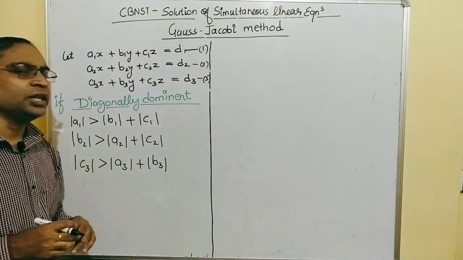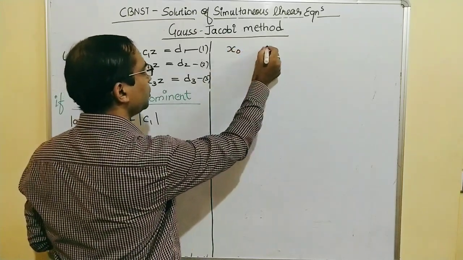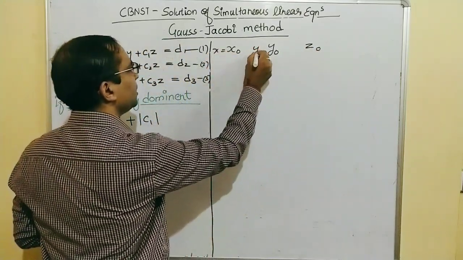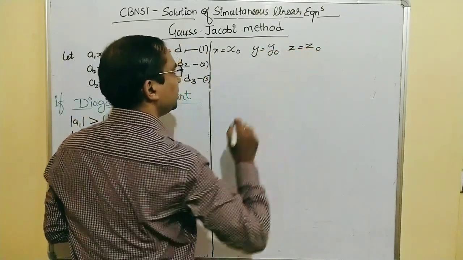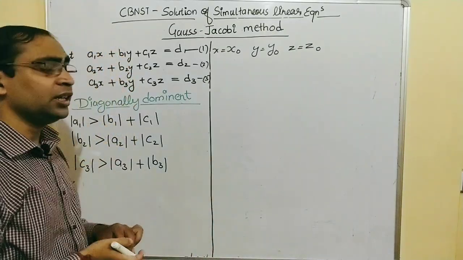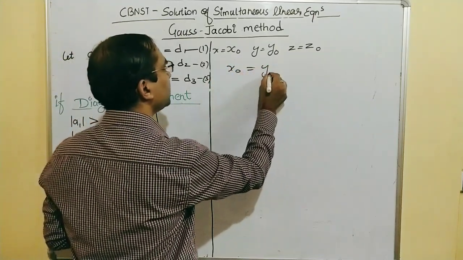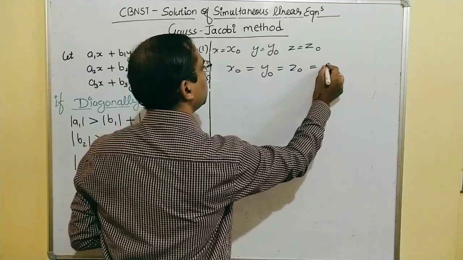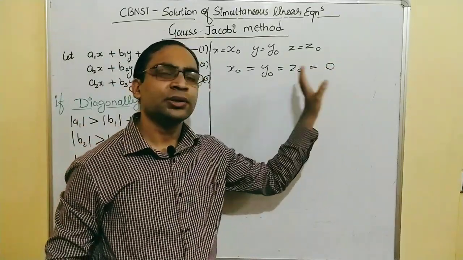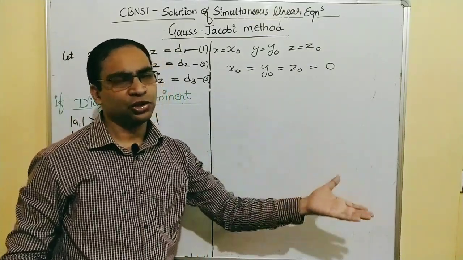To apply the Gauss Jacobi iterative method, we must have the initial values x0, y0 and z0. These are the values of x, y and z. These initial values can be given in your question, or we can assume them. If they are not given, then the initial values will always be equal to 0. So x0 is 0, y0 is 0 and z0 is 0. In many cases these initial values are given in your question.